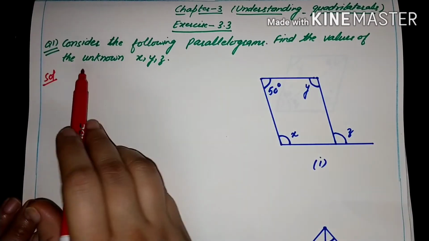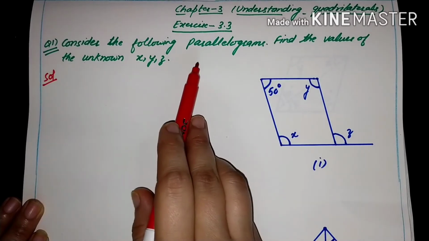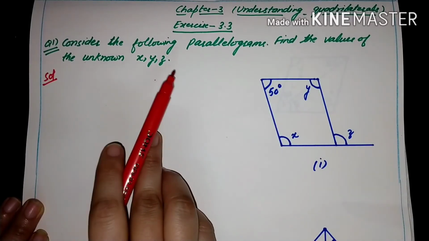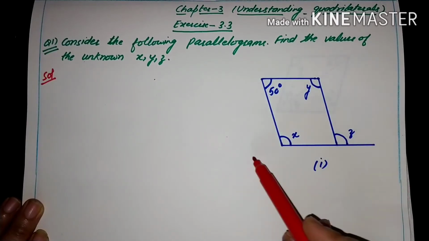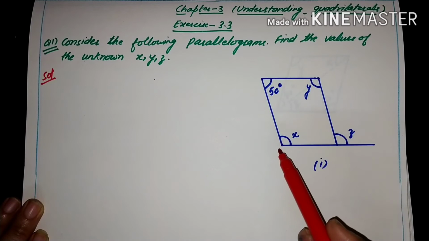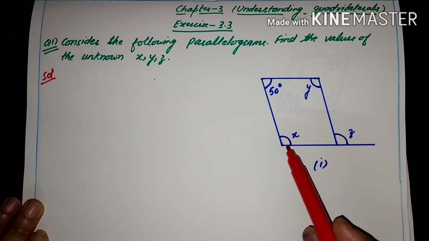Now let's start with question number 1. Consider the following parallelograms and find the values of unknown x, y and z. So these are the figures of a parallelogram. You have to identify the angles formed here and you have to find out x, y, z using the properties.